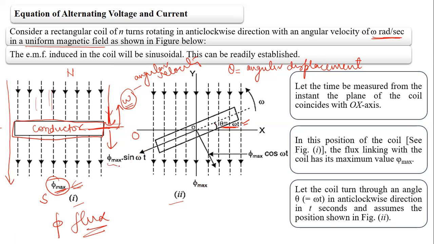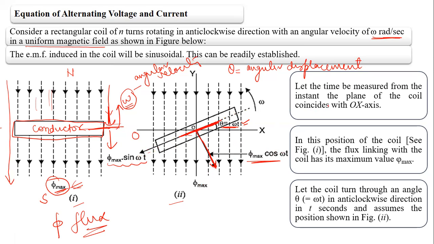The one is phi max sine omega t, which is coinciding with the plane of the coil, and it is parallel with the plane of the coil, you can see, right? And the second component is phi max cos omega t. So this particular component is perpendicular to the plane of the coil. So this is the plane of the coil, and it is perpendicular with the plane of the coil.